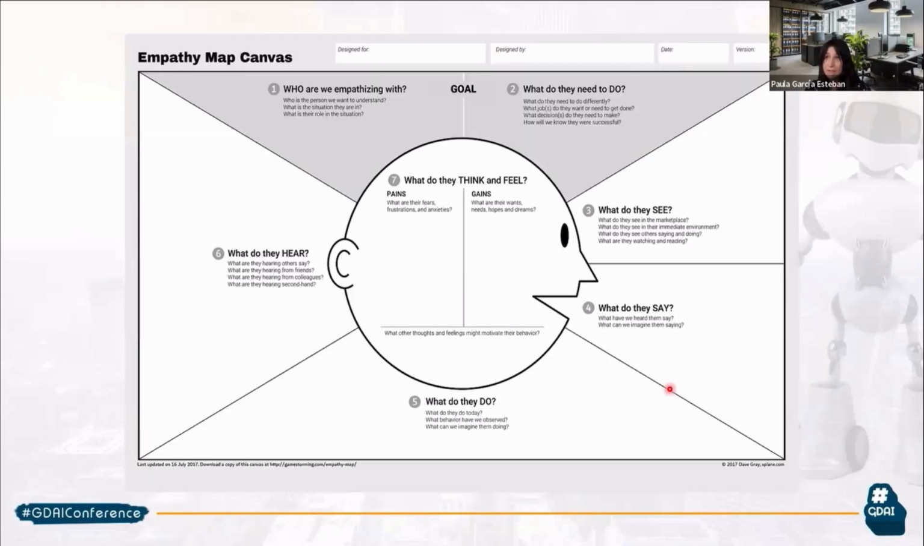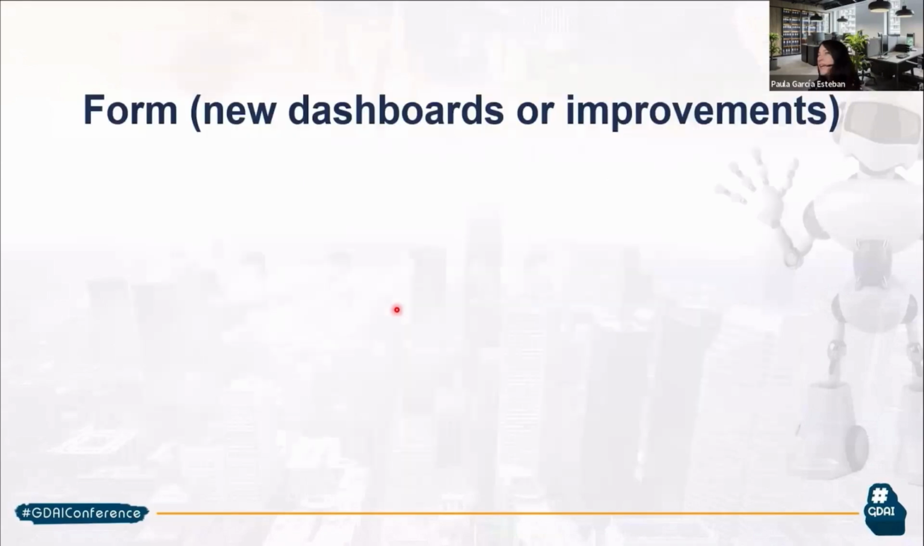This is the empathy map, in case you want to look for more information. And it's really useful because it helps us to understand the pains and the gains the final user, or the different final users, are expecting. So we will cover their needs. Then, ideas for a form. A form you can create with Google Forms, with Microsoft Forms, with whatever you want.